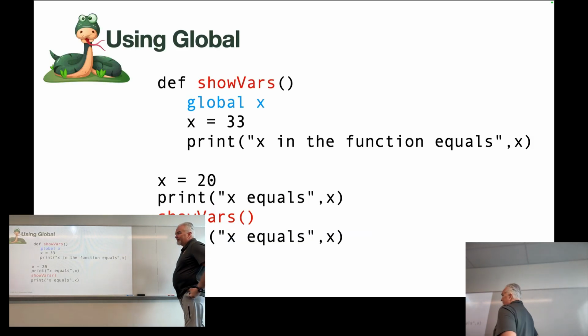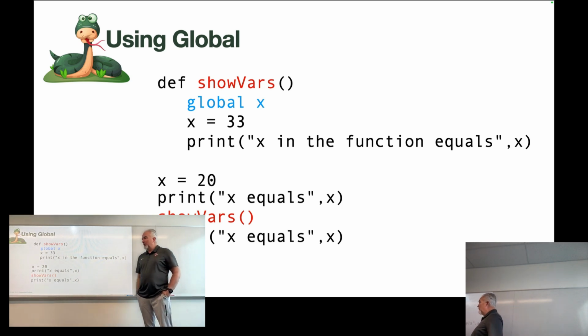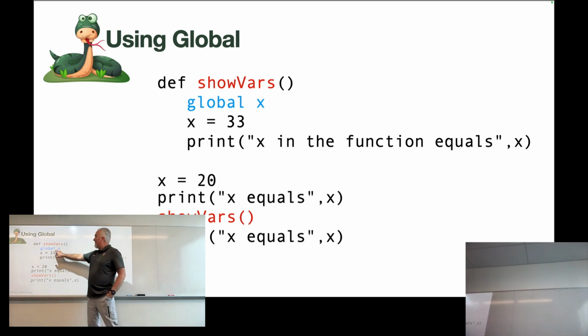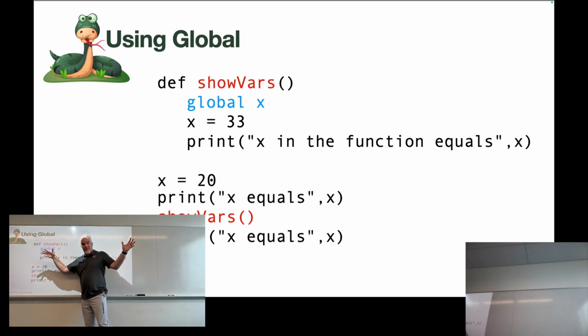The global keyword changes all the rules about variable scope inside functions. If I add global x inside my function, what it says to this function is, if I mention this variable, we're not talking about your private inside the function only variable anymore. We're talking about the global x, the big X that lives outside the function. And so when I change x to 33 here, I'm changing x to 33.